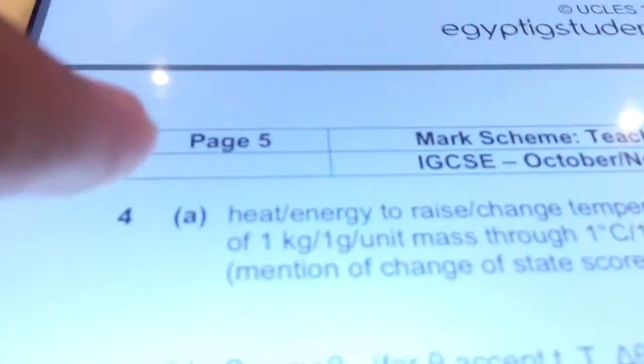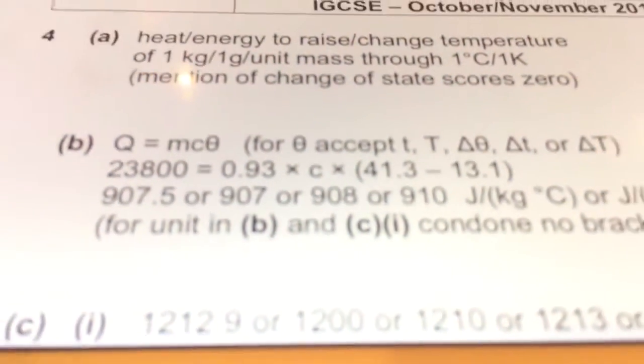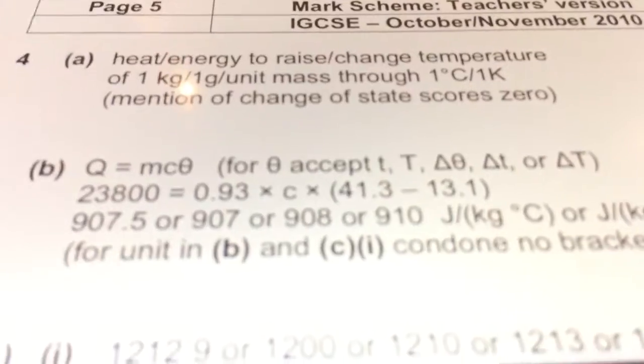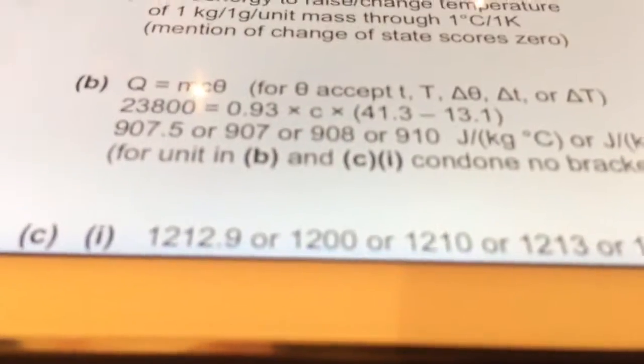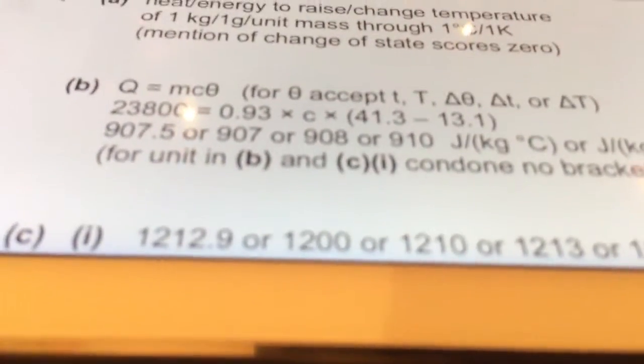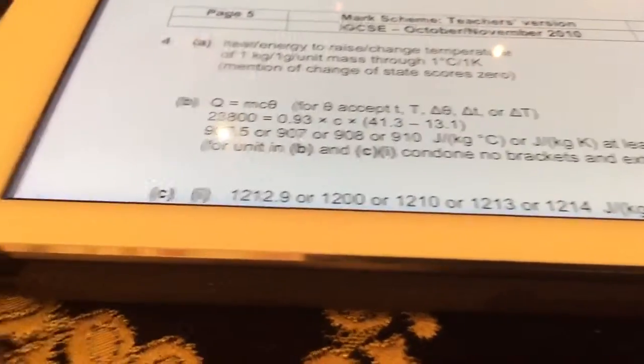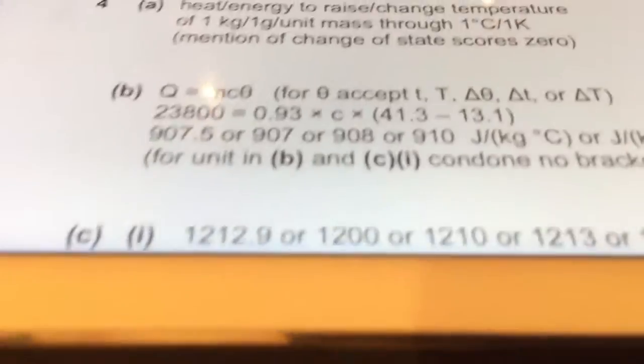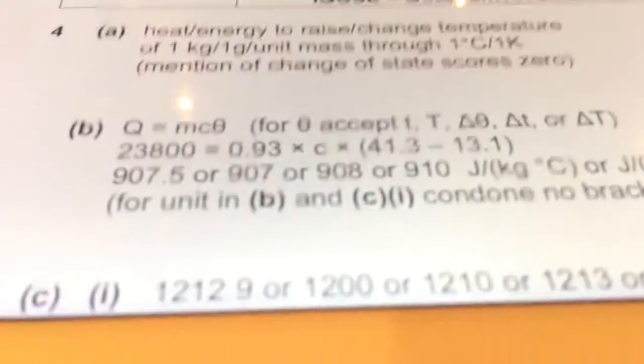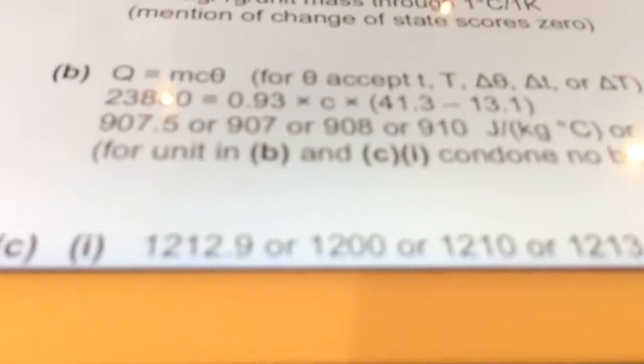Let's check here the mark scheme. Q equals m c delta T. Okay, the final answer was 907.5 or 907 or 908 or 910. We accepted the value of this, and we found that the first value, which is 907.5, is the most accurate. Let's keep on for c.